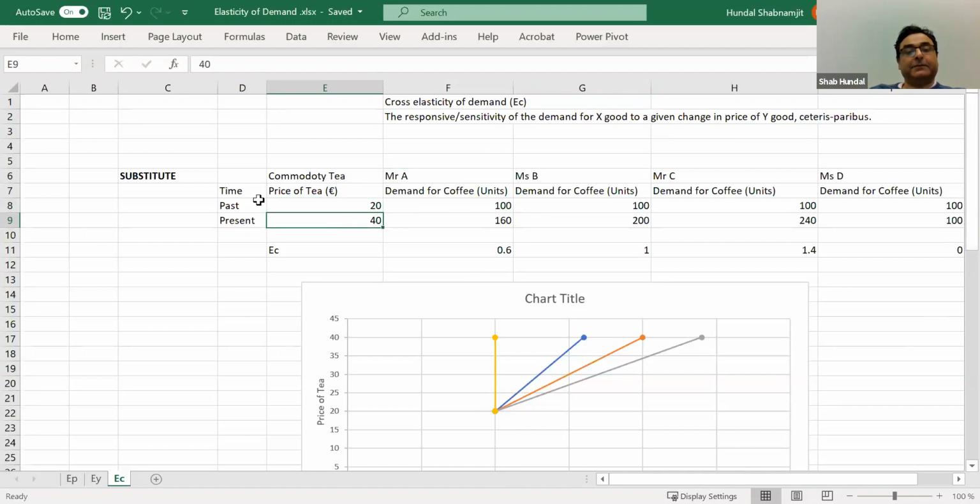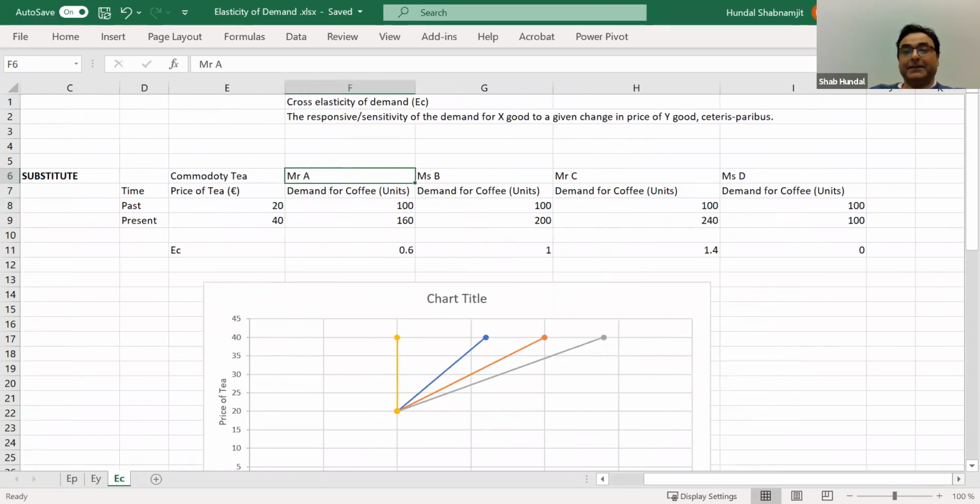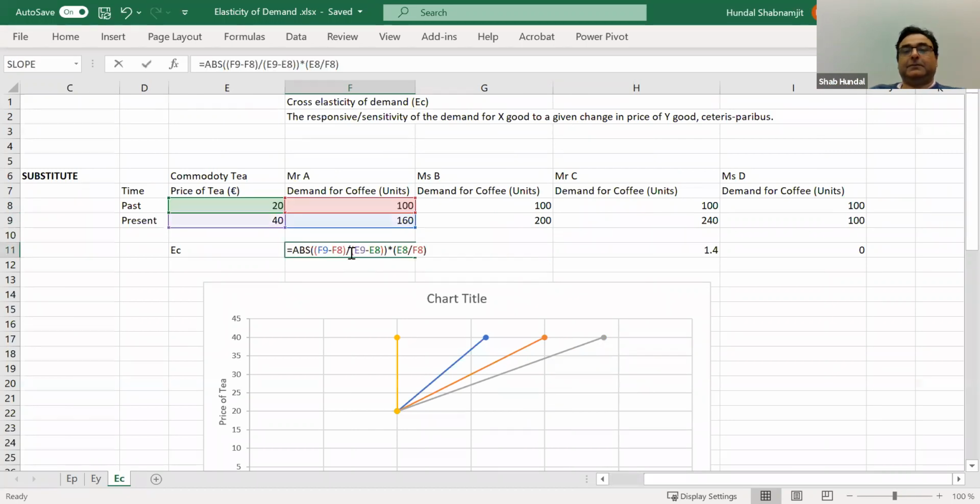Tea has become expensive from past to present. Obviously, when tea becomes expensive, the tea consumers would run away to coffee. And once again, we have A, B, C, D, E as lovable characters in the story. When the tea becomes double expensive, obviously Mr. A consumes more coffee now because he consumes less tea. So to fill the gap, he consumes more coffee, but the reaction is less than 100%. The reaction is less than 1.